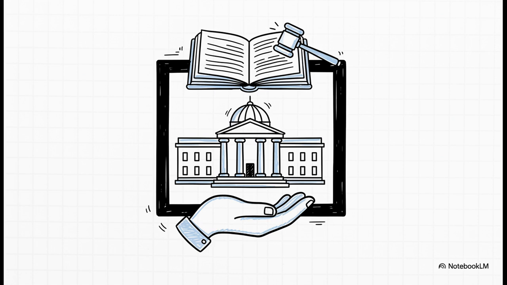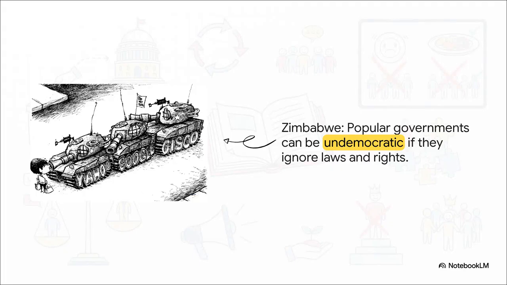A democratic government must follow the rules of the country, the Constitution, and it must respect the basic rights of every single citizen. Our last case file is Zimbabwe. The party of Robert Mugabe was very popular and won many elections, but over the years they changed the constitution to make the president more powerful. They controlled the media and they didn't listen to the courts.